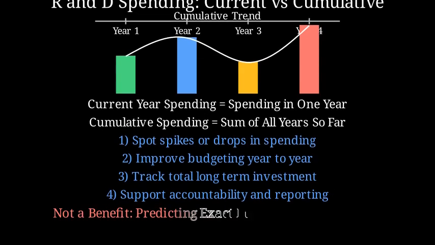A common wrong assumption is that these spending numbers can predict exact future sales or market demand. But spending data alone does not guarantee sales forecasts. It does not tell you how many customers will buy a camera or drone. That requires marketing research, customer surveys, and competitive analysis. Therefore, the item that is not a benefit is the idea that current year and cumulative spending can directly predict exact sales or demand.